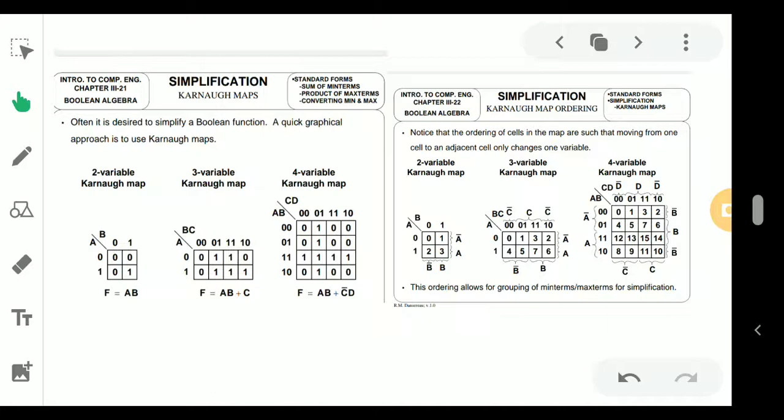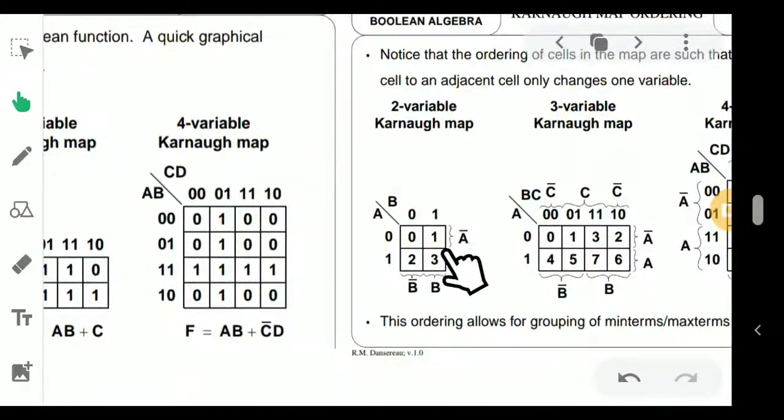So the zeros and ones. Okay, you just remember the 0 and 1. In case of A over here, if you see 0 and 1, it means A bar and A. So 0 means A bar and 1 means A. And in case of B, 0 means B bar and 1 means B.